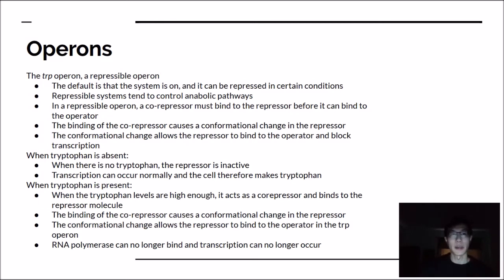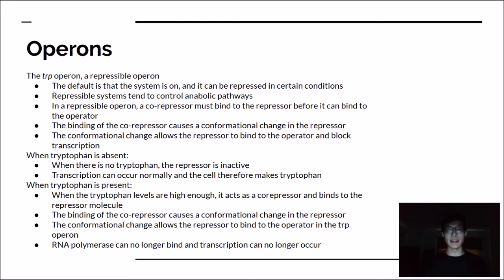Another type of operon that you're most likely going to see in E. coli is the trp operon, or tryptophan operon. This is a repressible operon, so it's going to be on as the default system, and it's going to stay on until something prevents it. And the thing that prevents it from continuing to be on and producing more and more of the product is tryptophan. So ideally what happens is when tryptophan is absent, you don't have an active repressor. The repressor is inactive, which means that transcription can occur normally. But when tryptophan is present, the tryptophan acts as a co-repressor and binds to the repressor molecule.